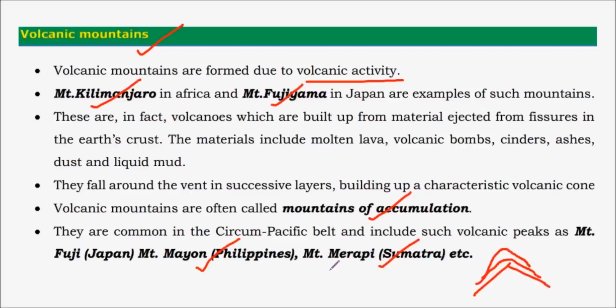And in India, the mountains in Barren Island are volcanic in nature. That is the only active volcano that exists in India, in the Andaman and Nicobar Islands. But in mainland India, we have no active volcanoes.